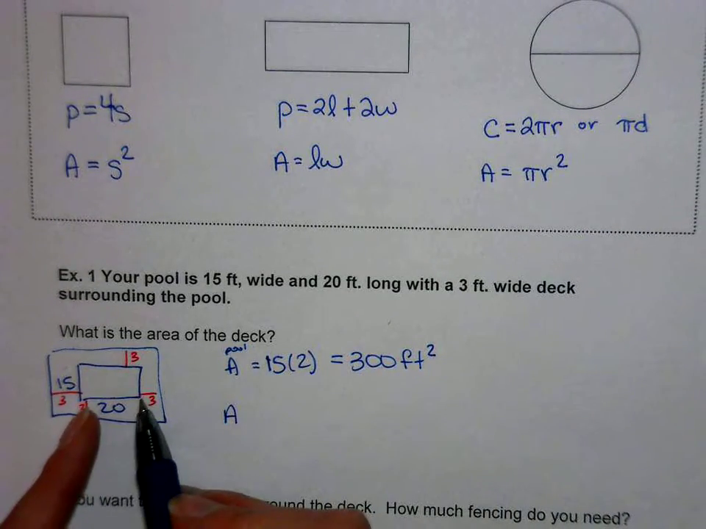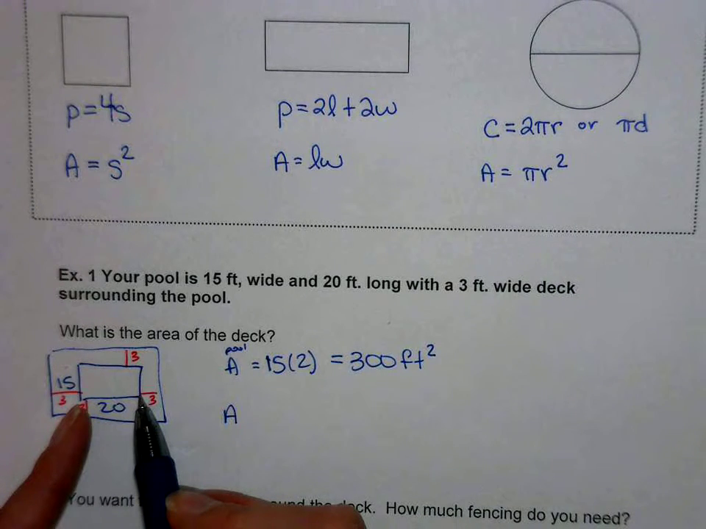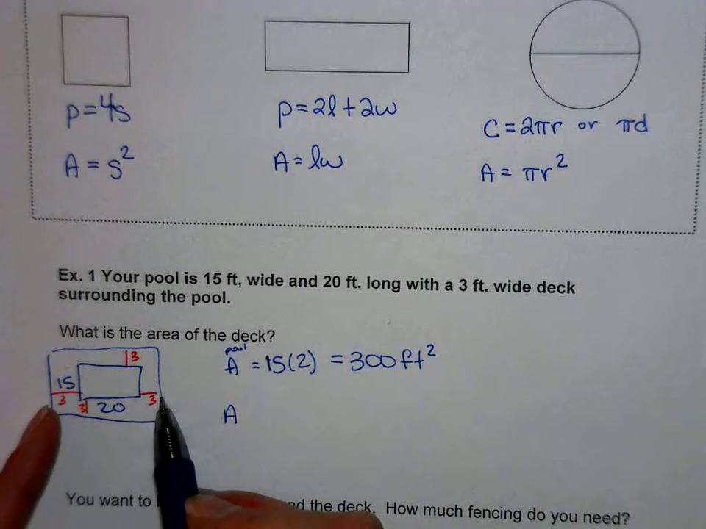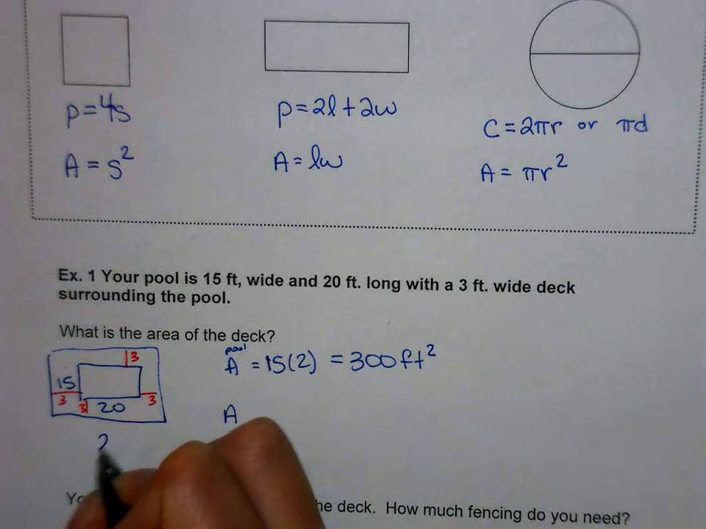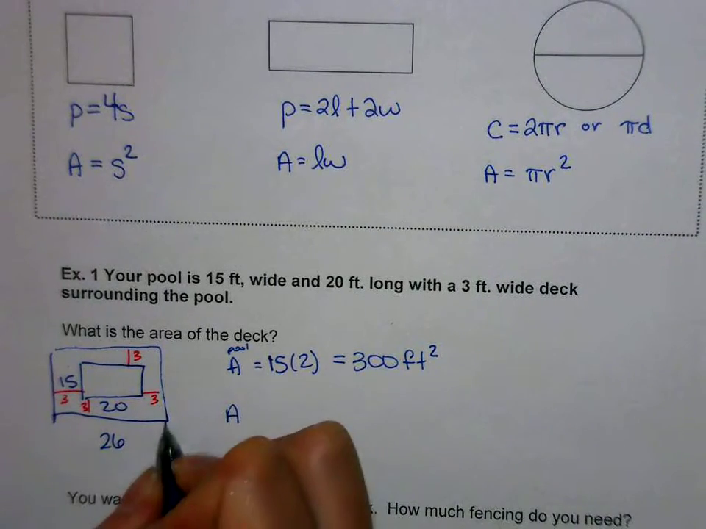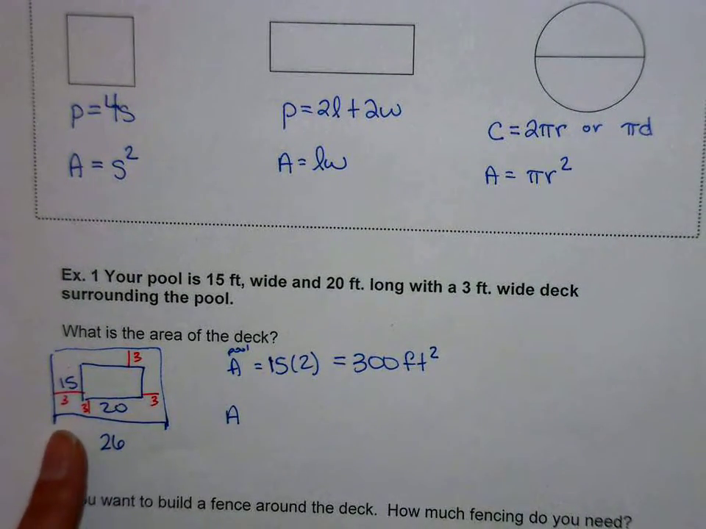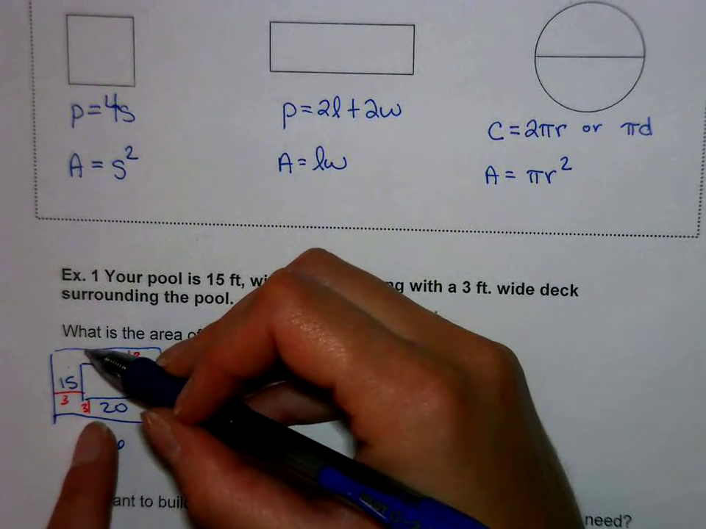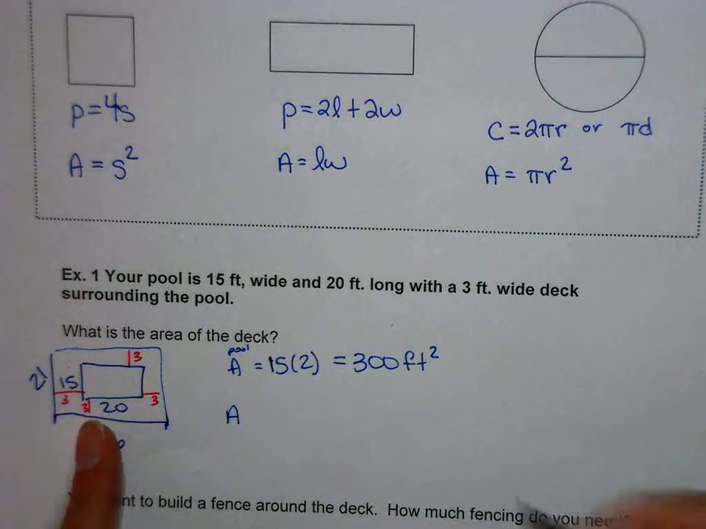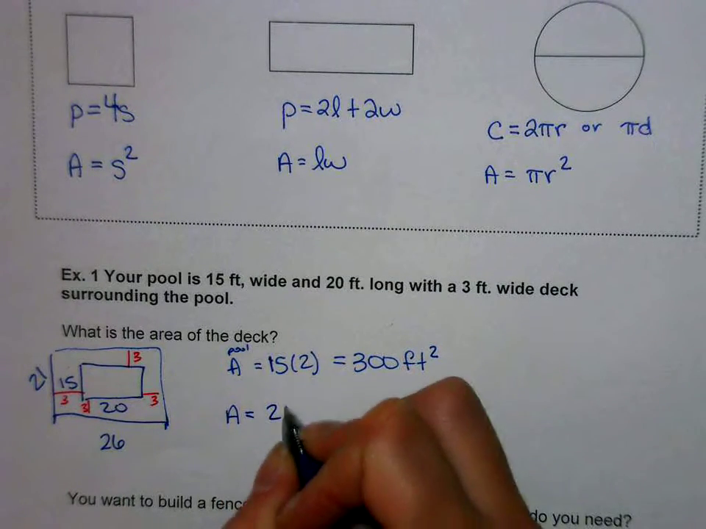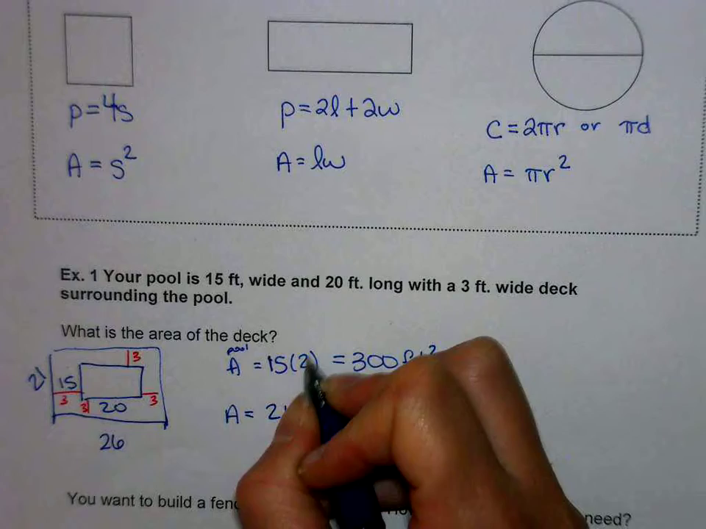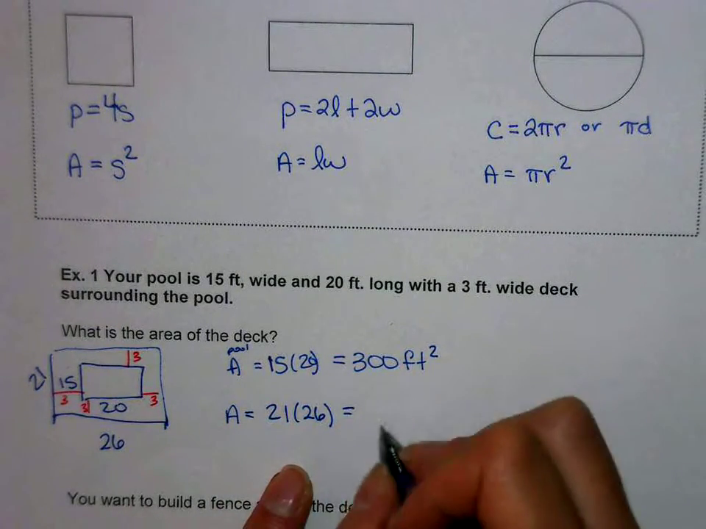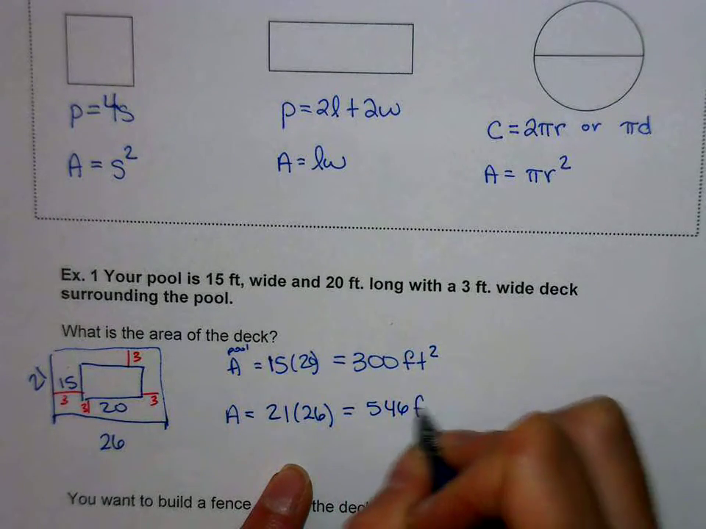Right now we know this is 20 feet long, but we have a deck that's 3 feet on this side, so now we're at 23, and we also are adding the deck on the other side, which is another 3. So this is 26 feet long from here to here. And then the width, we know, is 15 for the pool, but we're adding 3 feet to both sides, including the deck. So this is really 21 feet. So the area of the whole thing is 21 times 26. And 21 times 26 is 546 feet squared.